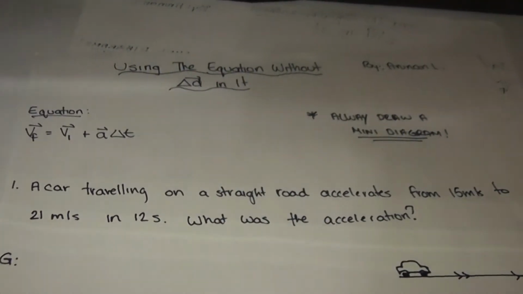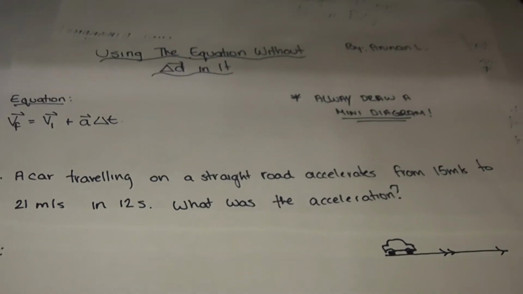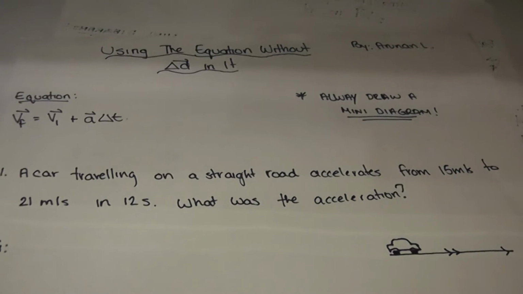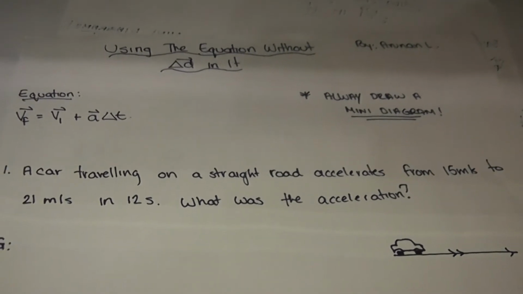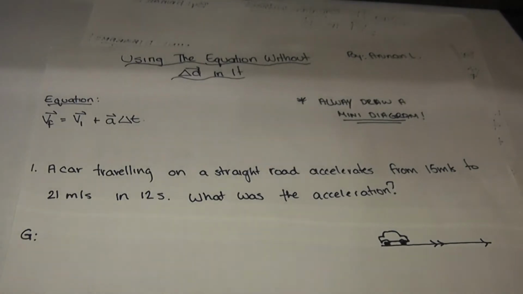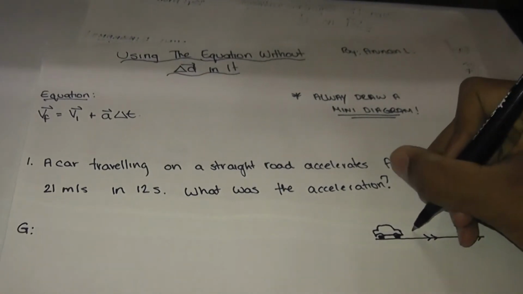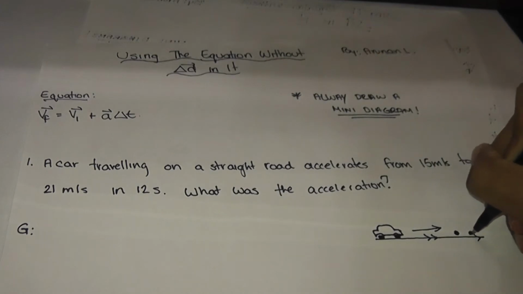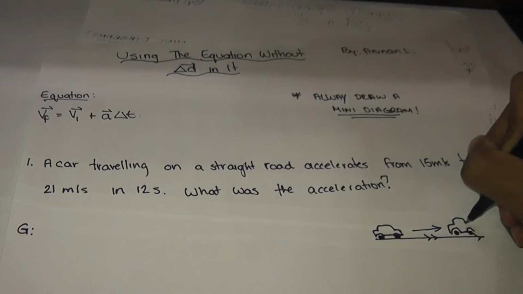A car traveling on a straight road accelerates from 15 meters per second to 21 meters per second in 12 seconds. What was the acceleration? So I just drew a little car right here, and it says that it accelerates on a straight road. So let's draw another car. I'm not an artist, as you can see.